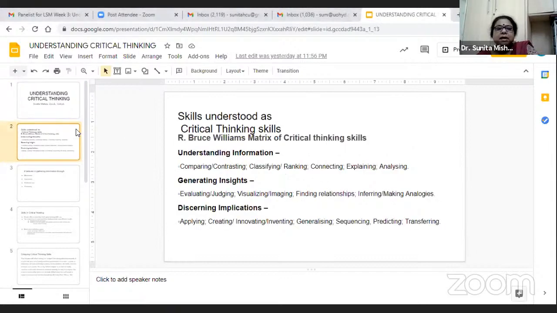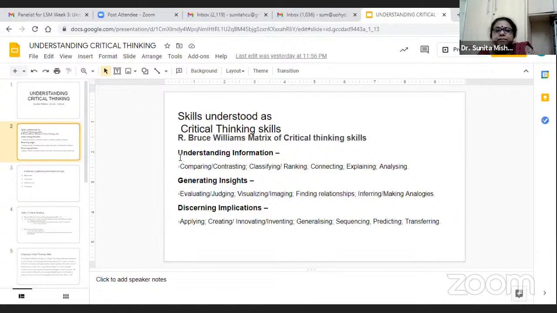Before I go into the problematic aspects, I would just talk a little bit about a framework of critical thinking which I find very useful and which can be understood very easily, Bruce Williams' matrix of critical thinking. This I have discussed in detail in my modules. Bruce Williams basically says that the important feature in critical thinking is understanding information. Very important. We get information, but we have to understand it.